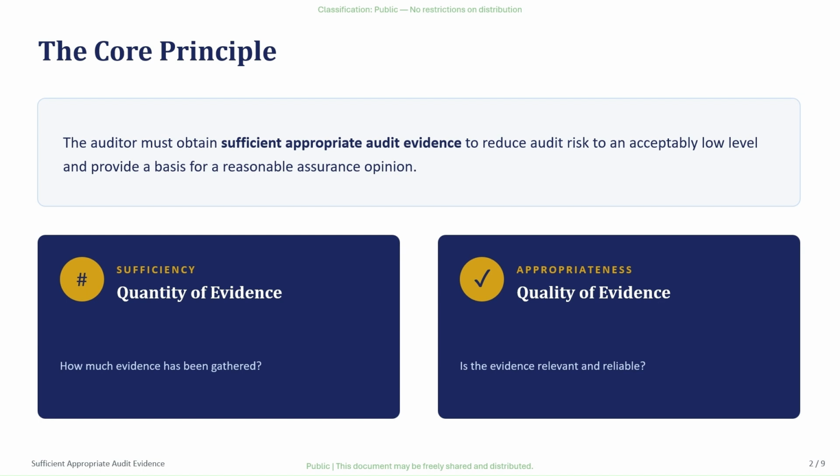Notice this definition has two separate words doing two separate jobs. Sufficient is about quantity, how much evidence, and appropriate is about quality, how relevant and reliable that evidence is. We will look at each of these two pillars in turn, followed by a dedicated real life example for each.